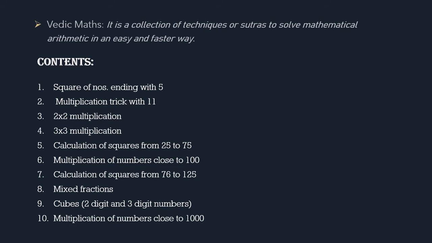In the last video, we completed square of numbers ending with 5 and the multiplication trick with 11. So let's start this video with the 2 by 2 multiplication trick. Let me move to the next slide to explain this. I'll explain this with the help of an example.